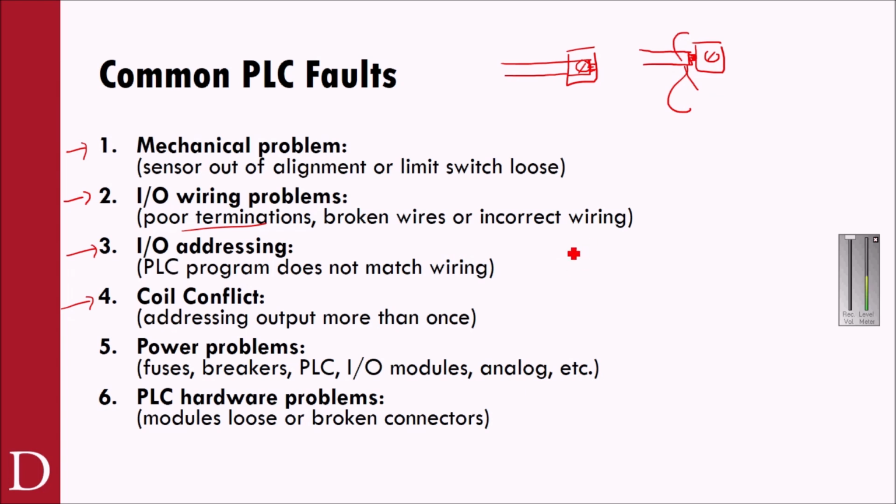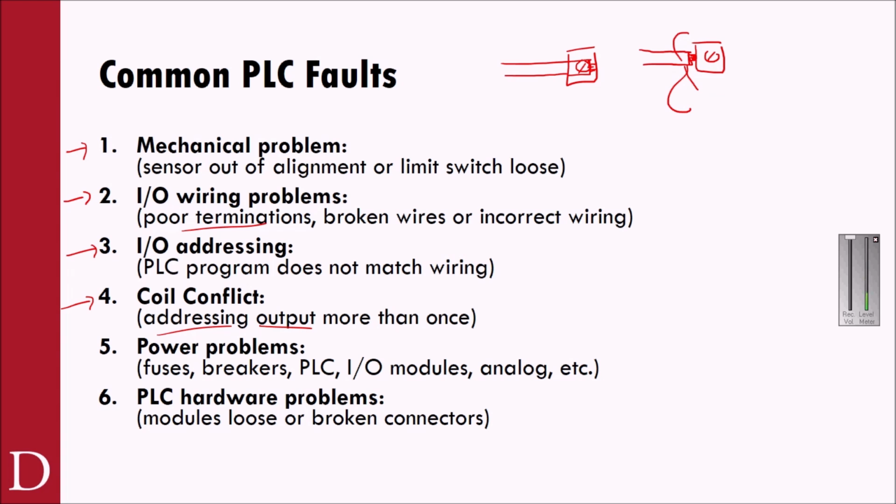Coil conflict, this happens in the lab when you're first learning, but it can also happen out in the real world too with a new program. If we address the output more than once, the PLC is going to write to the data file, and you're going to get some corrupt data because it might say in rung 1 the output's on, and in rung 7 the output's off. And the reason why the output stays off is because that's the last thing written to the data register.